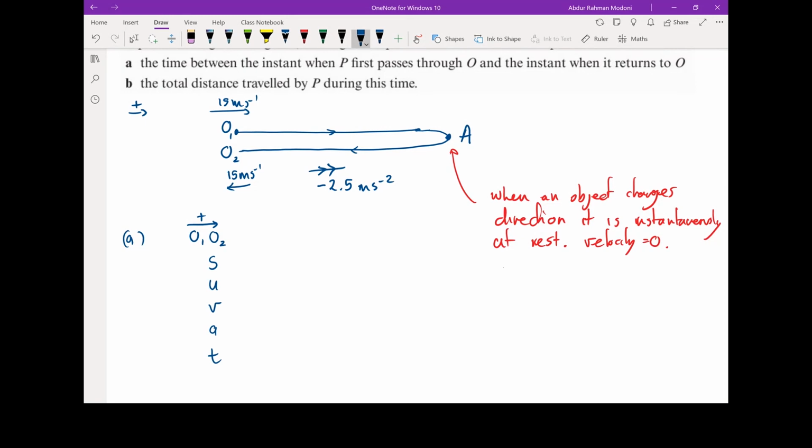And always lay out the problem by writing down SUVAT and what these things are. So what is S? Well, what is the displacement from O1 to O2? The displacement is gone a certain distance, come back. The displacement is how far it is from the starting point. It's 0. What is the initial velocity at O1? It's 15 meters per second.